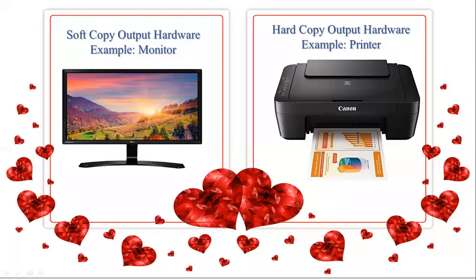So that's why let's not have some confusion. Okay, so hard copy output hardware means printer. Hard copy output means the paper given by the printer, and we can touch the paper given by the printer. That is why it is called hard copy output. I think you are clear. Otherwise, you can ask. Simply go to the chat section and you can ask.